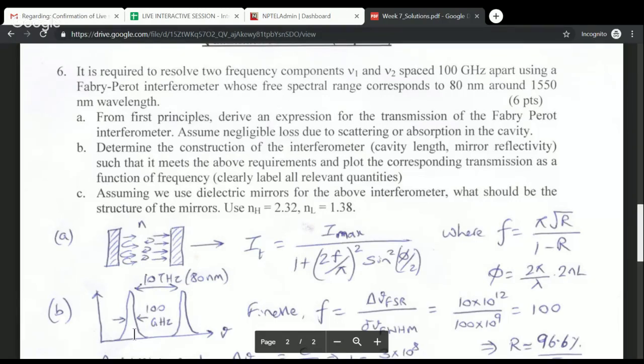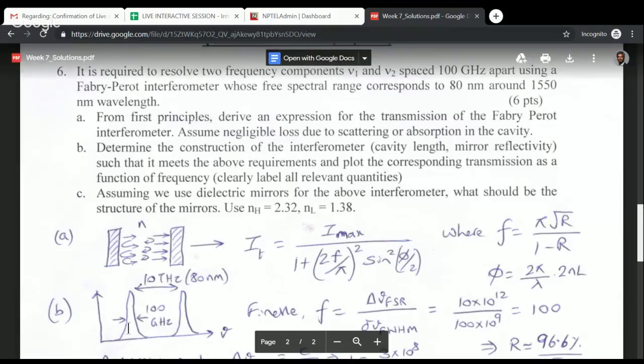So this is at nu 1, and if you want to go to nu 2, you just tune the filter, you just maybe change the position of one of the mirrors, and then this peak will shift so that nu 2 is transmitted. So that's how you would resolve the two frequencies.